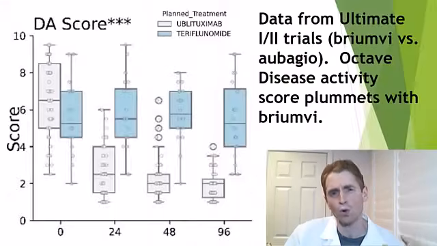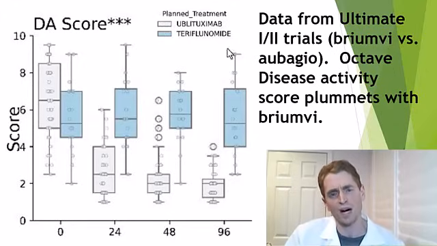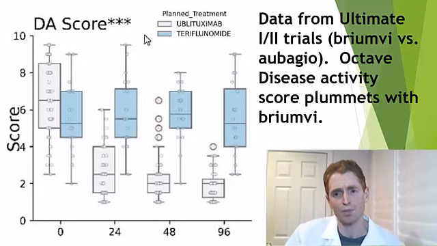This next one's really interesting. This is data from the Ultimate 1 and 2 trials. These were randomized trials in relapsing MS which compared the drug Briumvi, ublituximab, in white, versus Aubagio, teriflunomide, in blue.